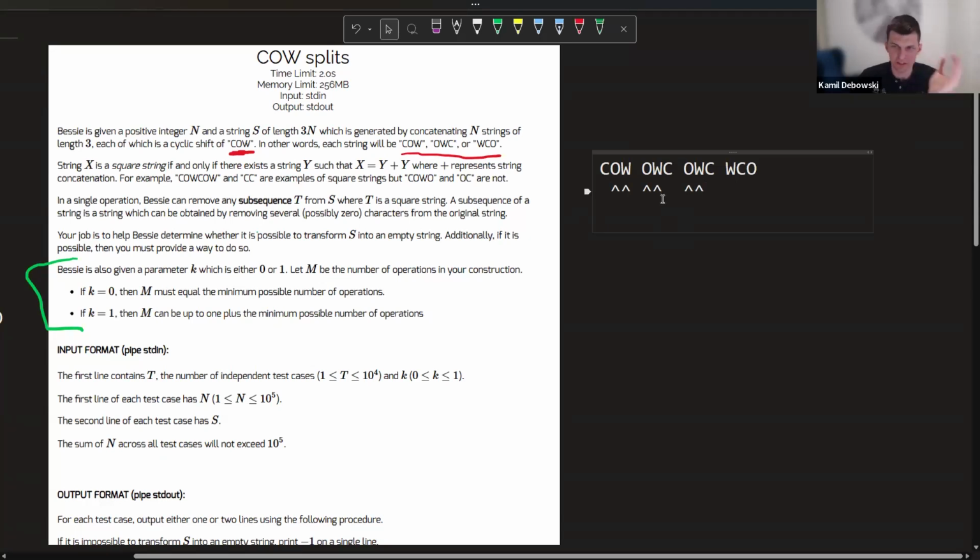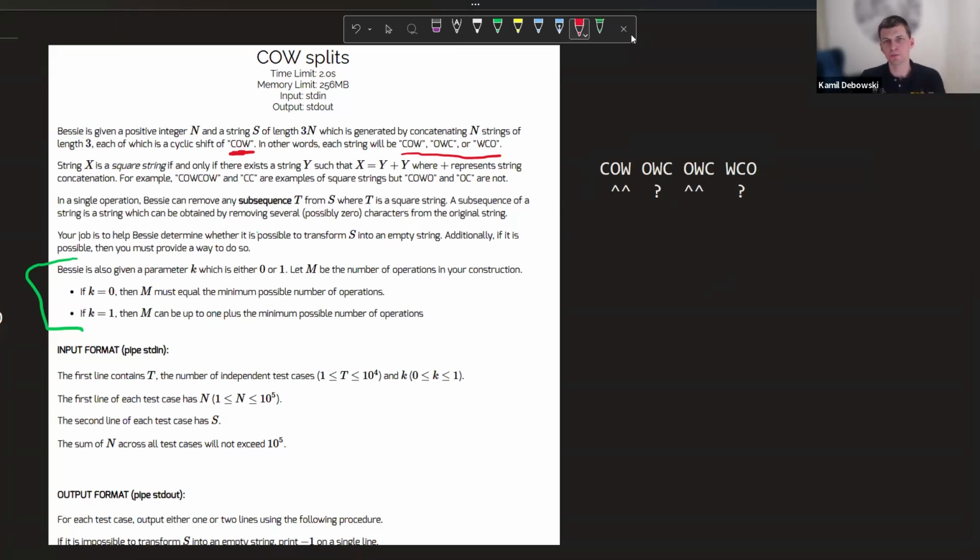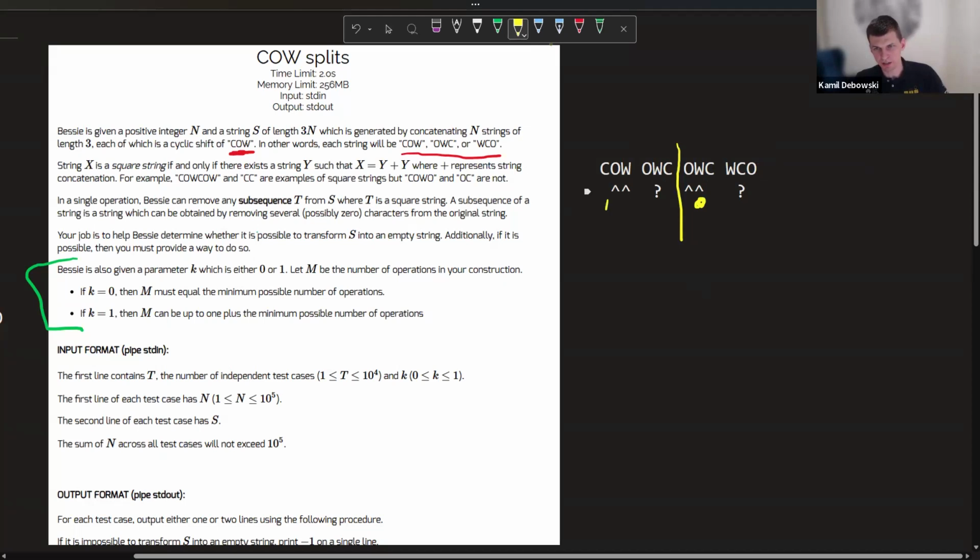If I want the first half to be equal to the second half, then maybe I should leave this OW equal to this OW, and then take something from here that is the same in this part. Right? The property of square, just like palindromes, are often about looking in the middle and saying that this part is equal to this part. That's the nature of palindromes. Versus here, we want to say that the beginning is equal to what is just after the half.